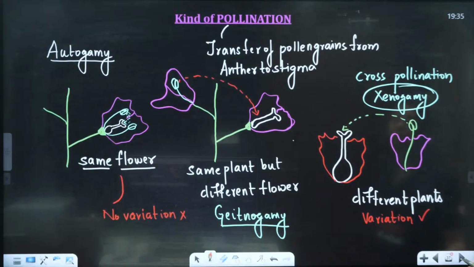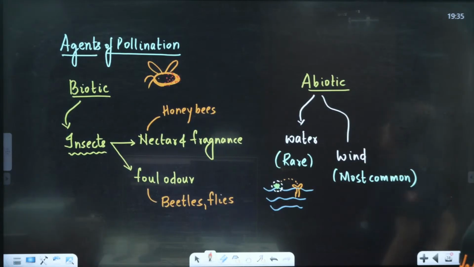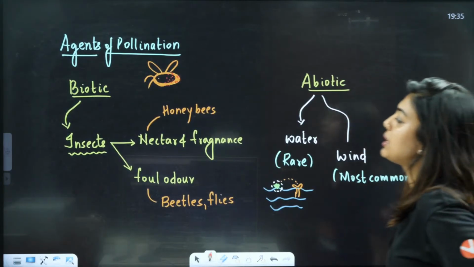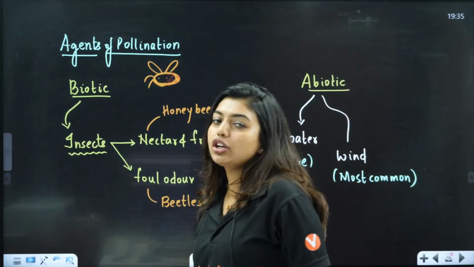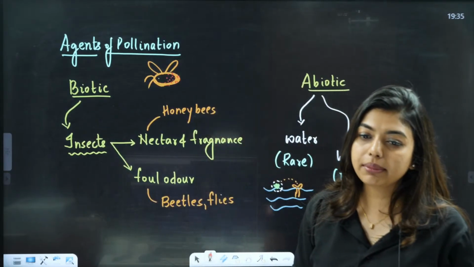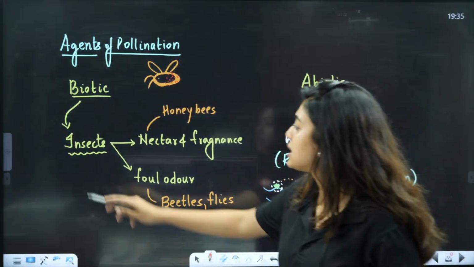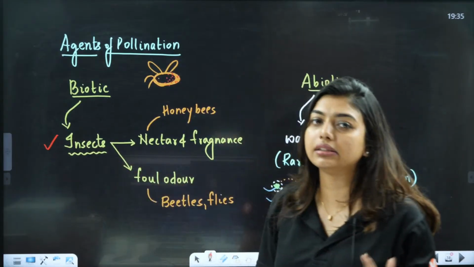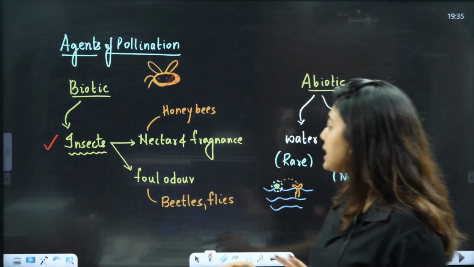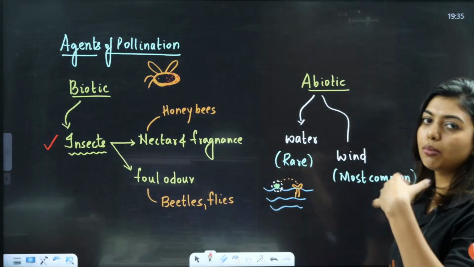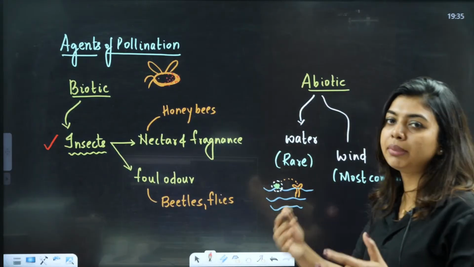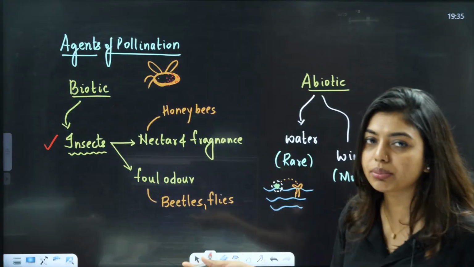Clear? Now, agents of pollination: you will have biotic and abiotic. Biotic means you have living insects. Insects are going to be there, honeybee is the most common one. We also have beetles, flies, butterflies, many kinds.